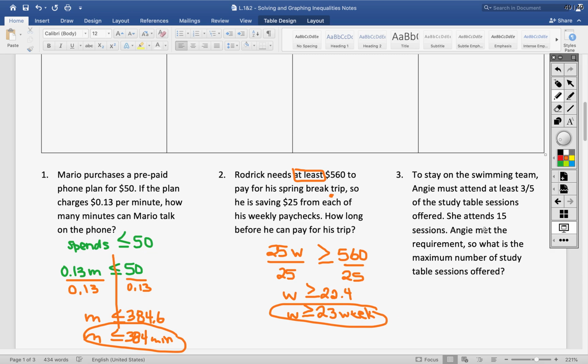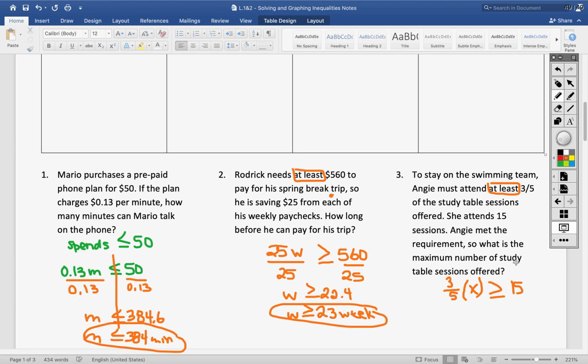Stay on the swimming team. Angie must attend at least. So we see the phrase at least again. And at least is going to be greater than or equal to. So that whatever it is has to be at least 3/5 of the study table's sessions offered. So she has to go to at least 3/5 of the study tables. She attended 15. That means 3/5 of the study sessions is 15.